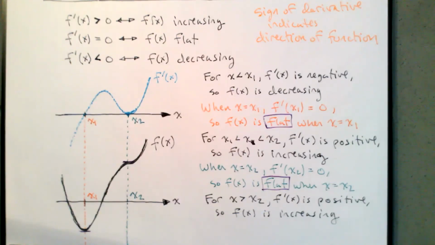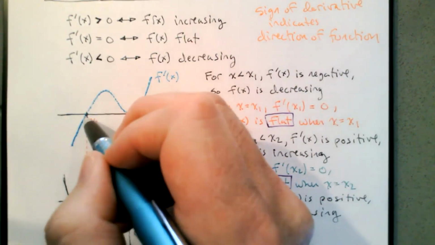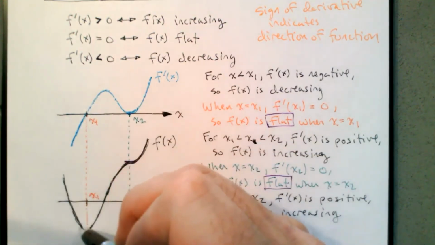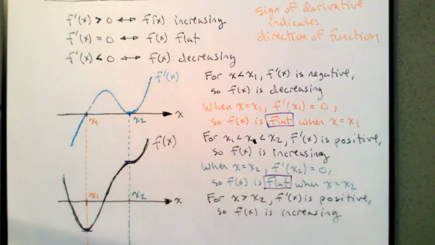Yes. On the f prime of x function, if x is less than x1 is negative, then the f of x function has to drop below the x-axis. Is that what it means? No. It just means when f prime of x is negative, so f prime is below the x-axis, the values of f prime are negative, so that means the function f of x is decreasing. We have no idea where f of x is relative to the x-axis.